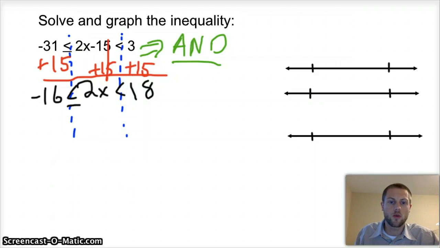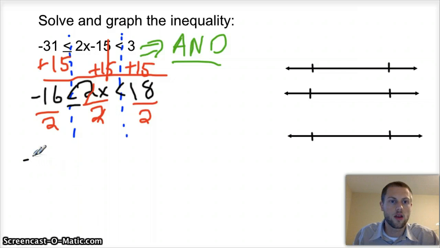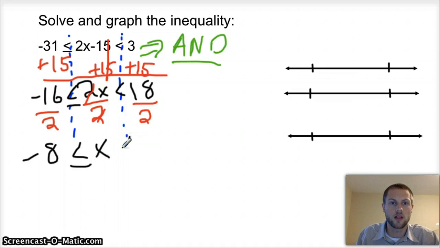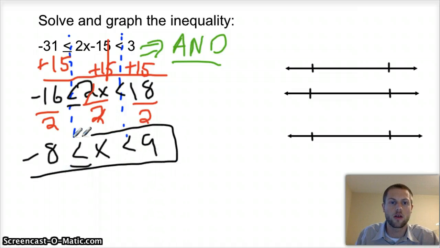Next step is I'm going to divide everything by 2 to get the x by itself. And that's going to go away, that's going to go away, and my final inequality is going to be negative 8 less than or equal to x, which is less than 9. This is my final inequality.